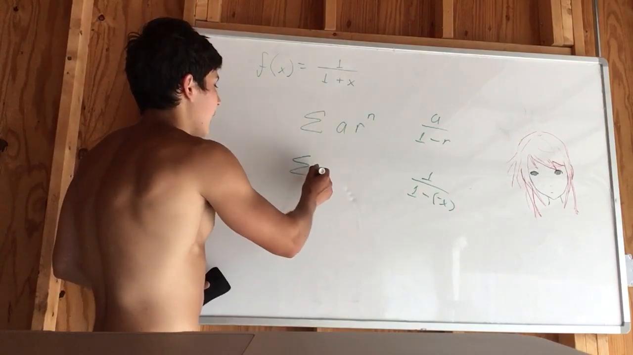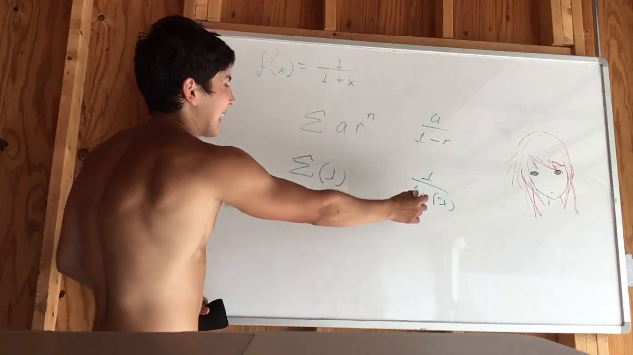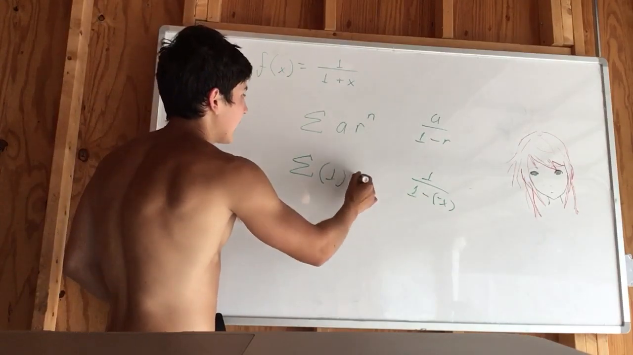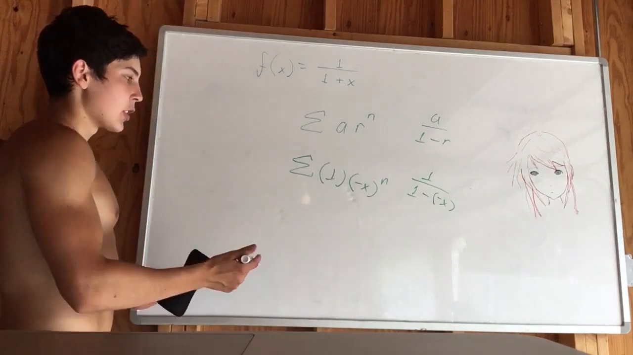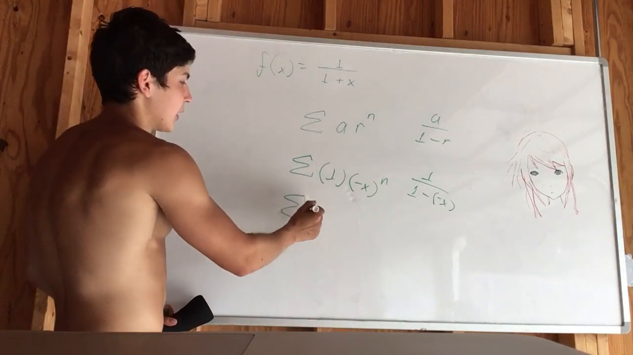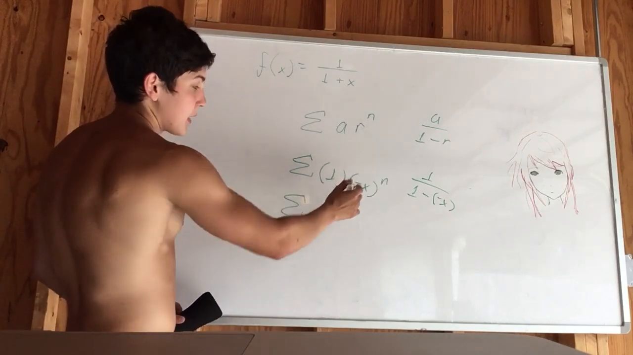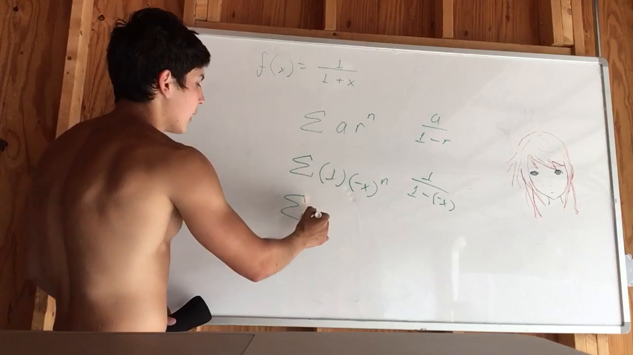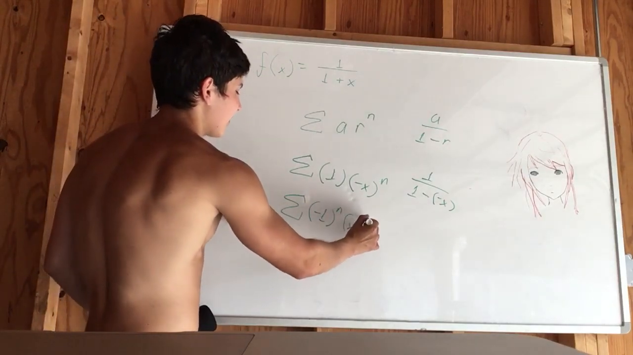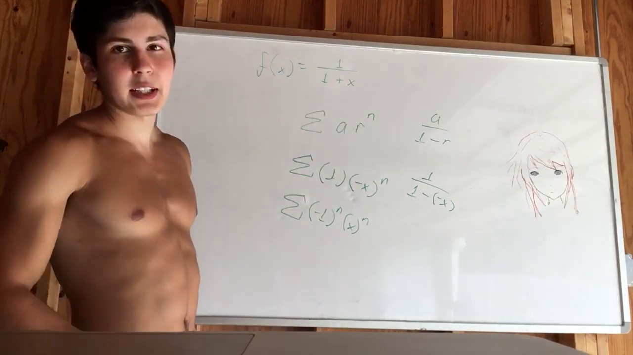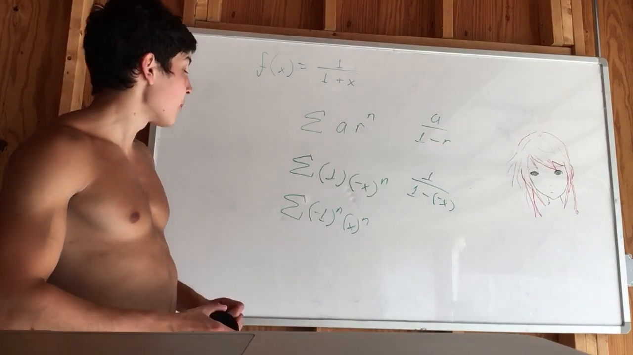So this is the geometric series that we're getting. 1, r is this, right? So that's just negative x to the n. And to make it look nicer, since this is negative 1 to the exponent of n times x to the exponent of n, we can have this. And now it looks even more like our standard form of a geometric series.